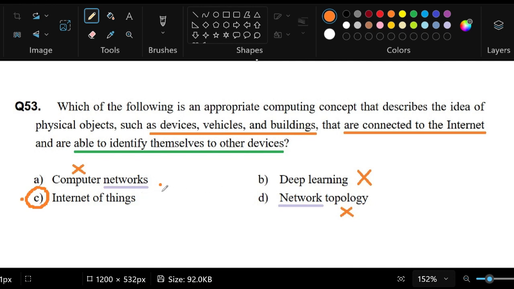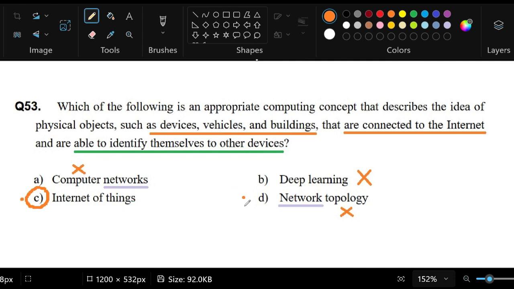But if we look at the other choices, computer networks, network topology, Internet of Things, these are choices that have the words network, that have something related to networks explicitly. So why not letter A, computer networks? Because I thought that Internet of Things gives us a lot more rather than only computers. We have vehicles, we have buildings. So I thought that because of the computer word here, this one is not going to be the right answer.